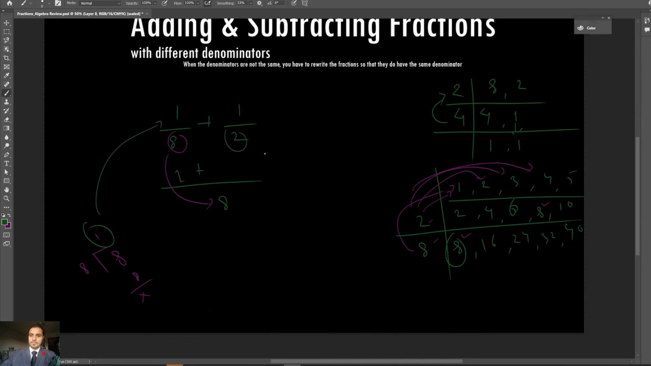Plus, how many times does this 2 go on 8? 2 times 4 is 8. And then 4 times 1 is 4. So our answer is 5 over 8. So boom, that takes care of adding and subtracting numbers with different denominators.